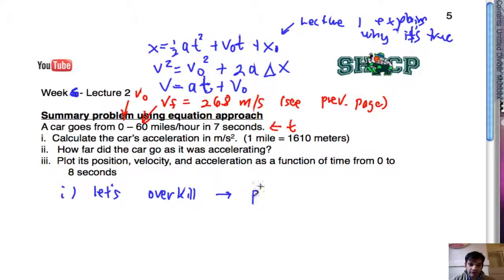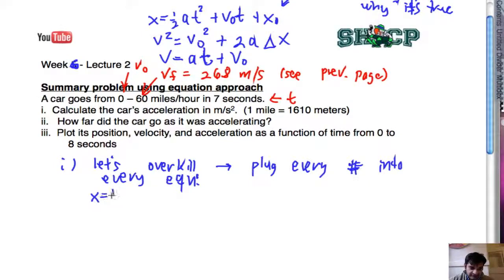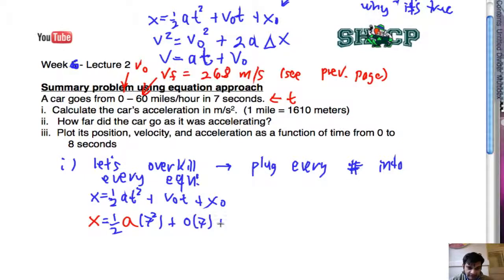That means we will plug every number into every equation like this. So we have x equals 1/2 at squared plus v naught t plus x naught. So we plug in the numbers that we have. We don't know x, we don't know a. x equals 1/2 a times 7 squared plus 0 times 7 plus 0.